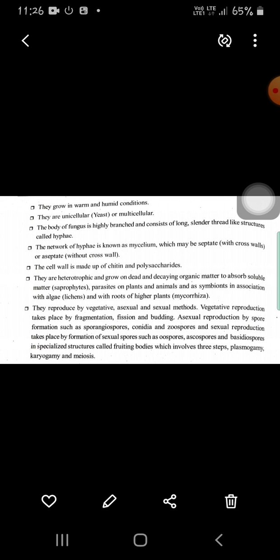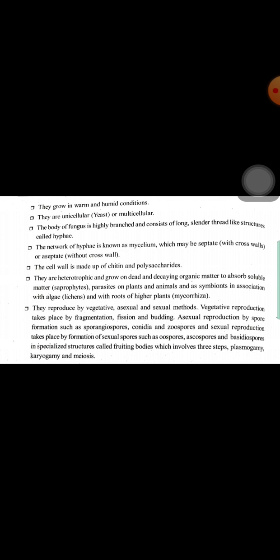and they are associated with algae. They reproduce both sexually and asexually. So these are some features of fungi, and they may ask this for 5 marks.